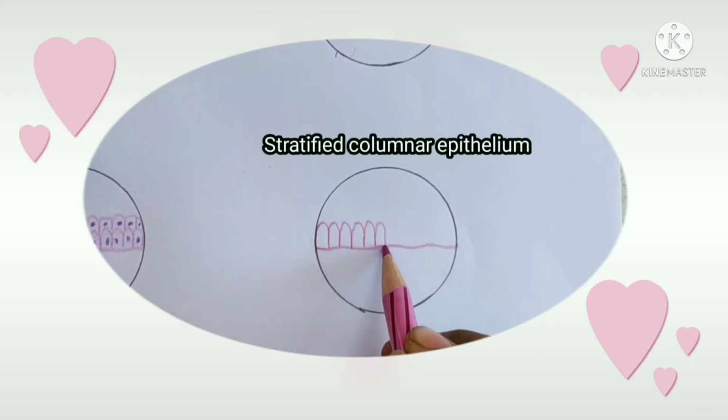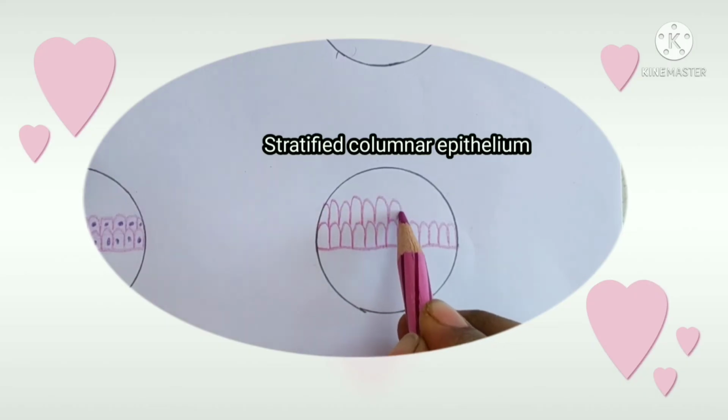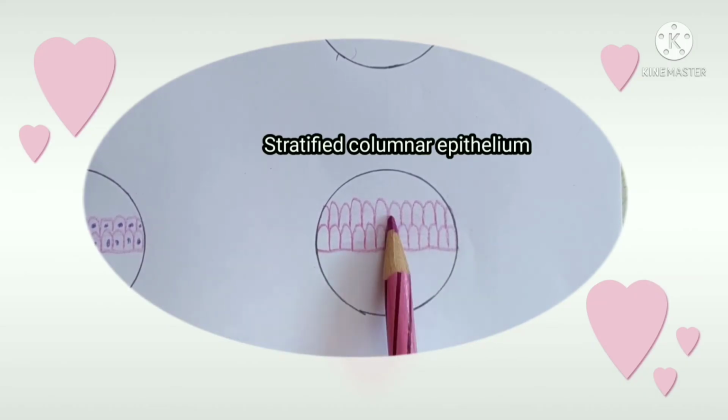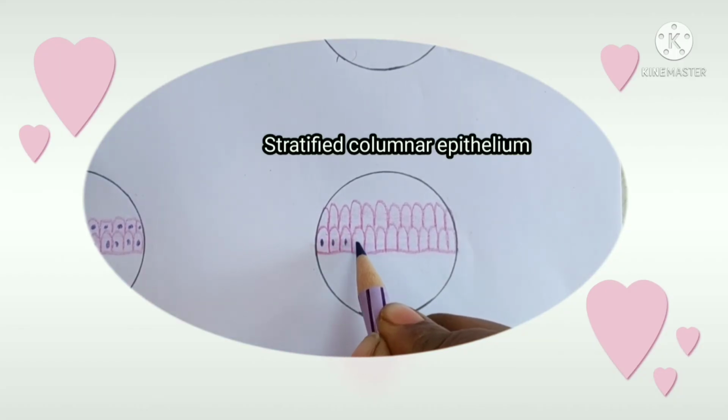The stratified columnar is also 2 to 3 layers thick. The topmost layer is columnar and has a vertically oval nucleus. This is also seen in the bigger ducts in the salivary glands.